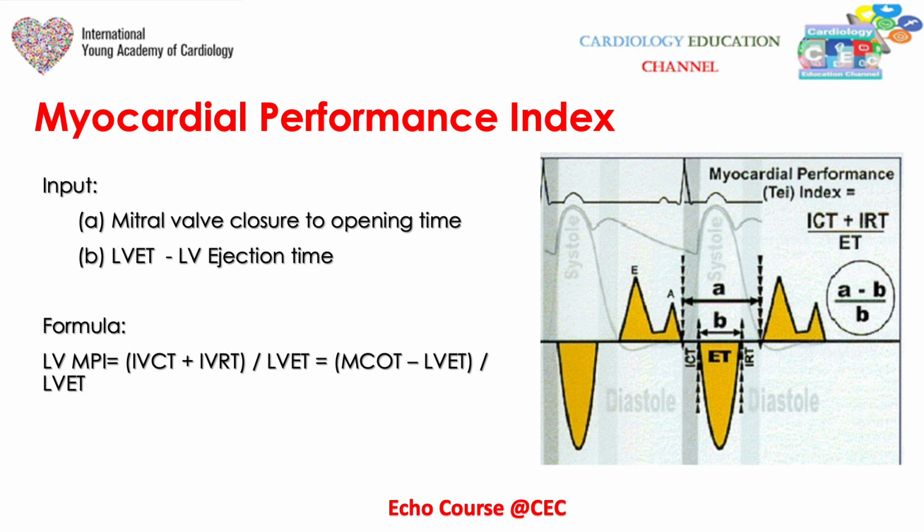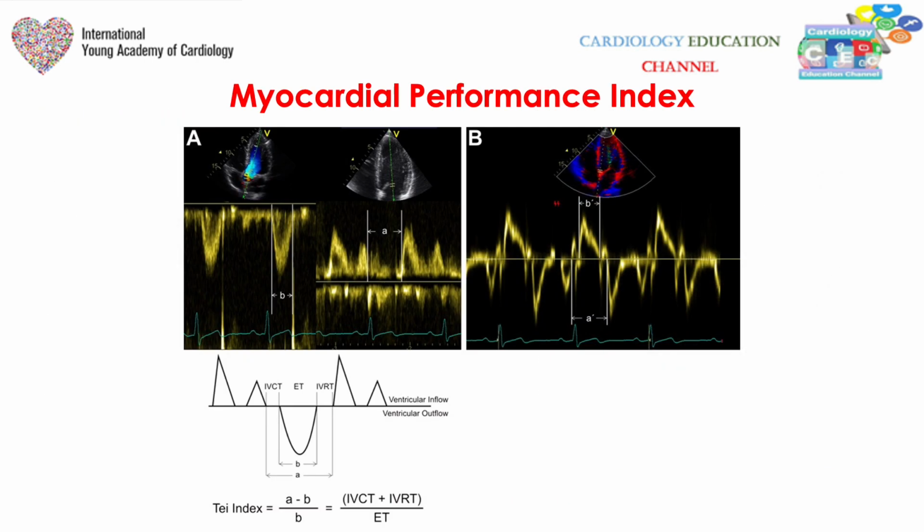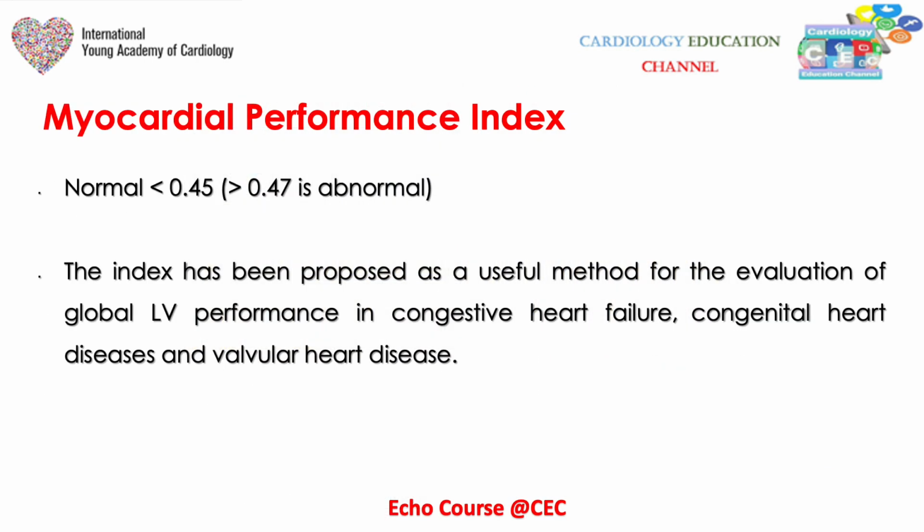You have some inputs, you put them in the equation and get numbers. Your inputs are the mitral valve closure to opening time and the left ventricular ejection time, as you can see here from the figure on the right side, what you need to measure. Then you put them in this formula, and you get numbers. Normal is less than 0.45, and more than 0.47 is abnormal. The index has been proposed as a useful method for the evaluation of global LV performance in congestive heart failure, congenital heart disease, and valvular heart disease.